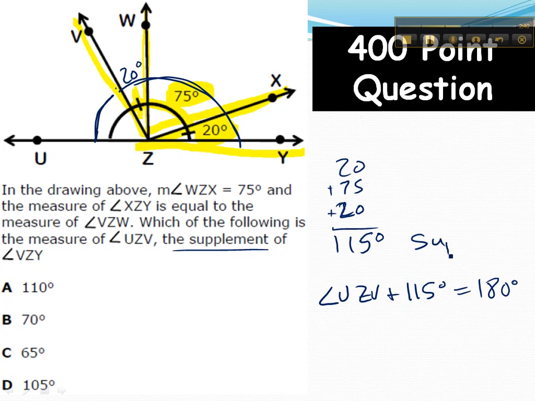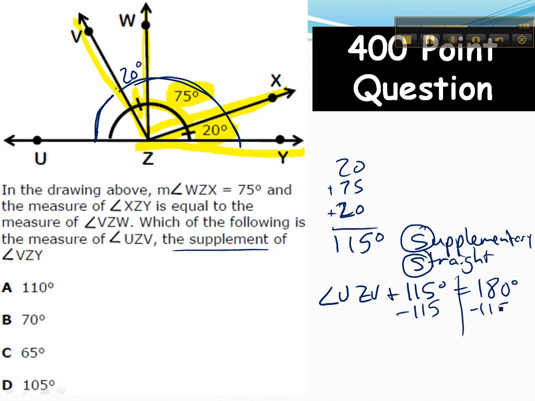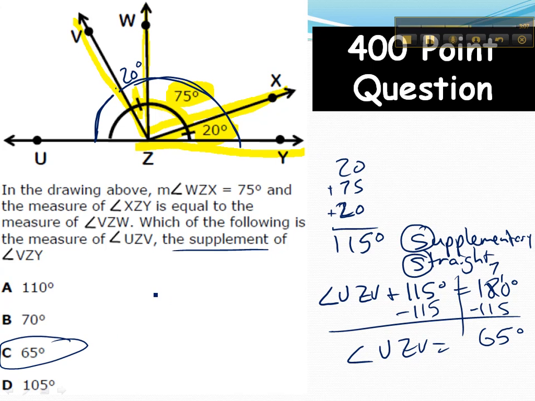Remember, supplementary angles are a pair of angles that add up to a straight line. Still 180 degrees. Okay, so that will help us remember 180 degrees, and then we subtract 115 from both sides, and we find measure of UZV equals 65 degrees. And I would always check that. Let's add that back to our 115. 5 and 5 is 10, carry the 1. 6 and 1 and 1 is 8. So yes, 180 degrees.